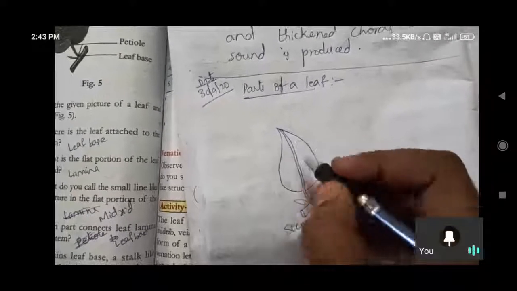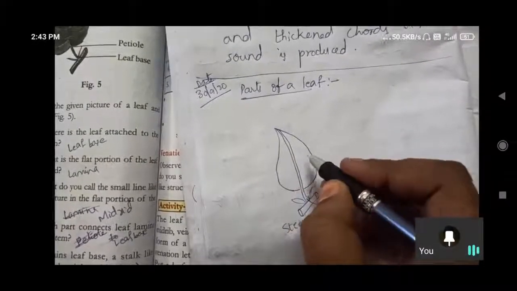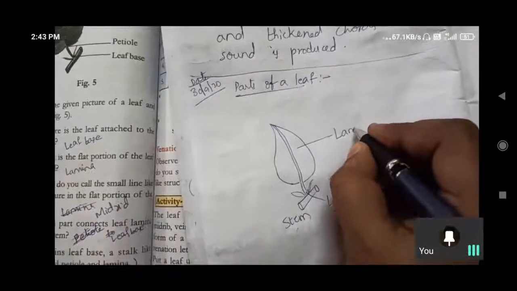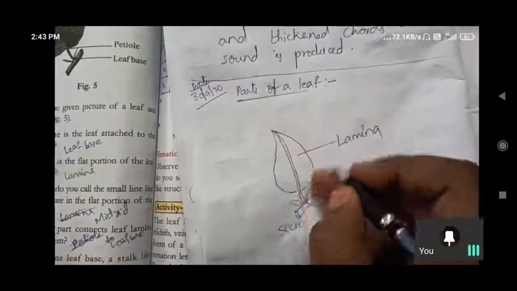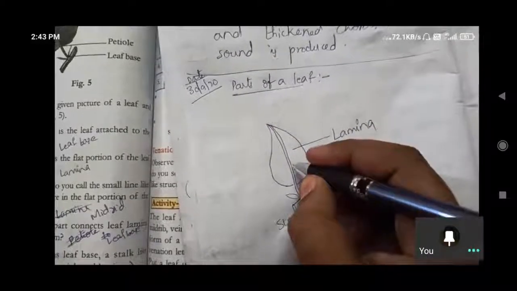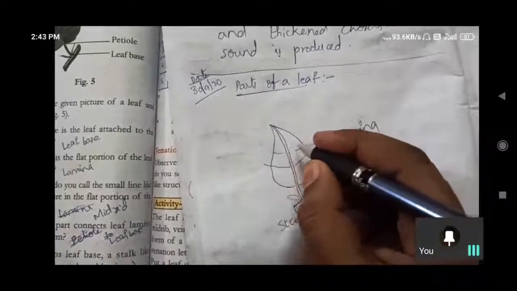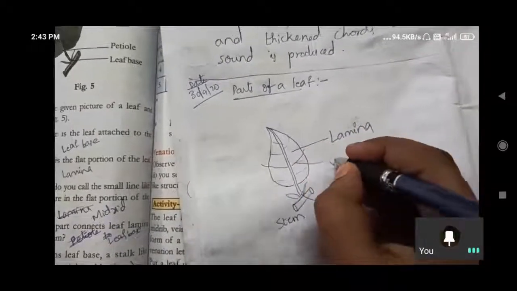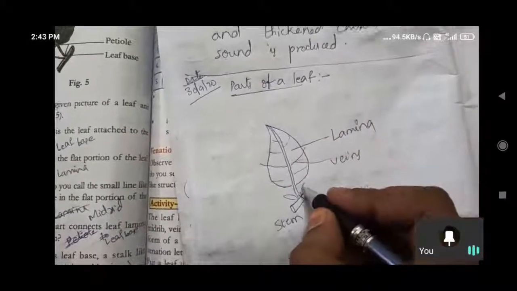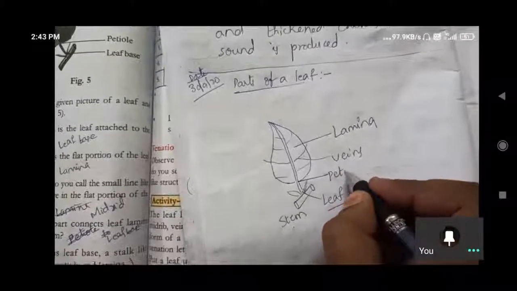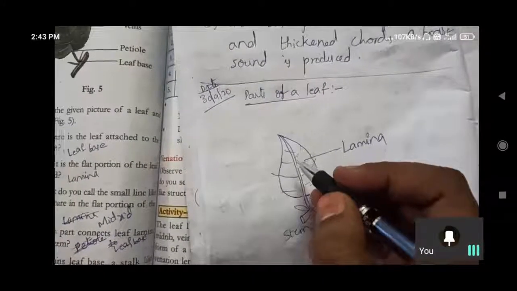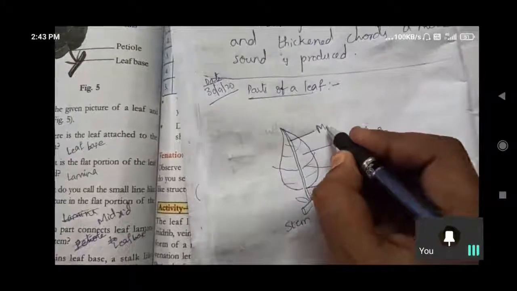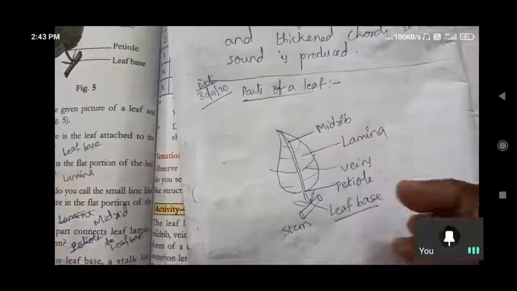And here, this middle one, this entire flat surface we are observing, is called the lamina. The flat surface of the leaf is called the lamina. The small lines we can observe are called veins. And this is the petiole. These are all the parts of the leaf. And this middle line is the midrib. Is it okay now?